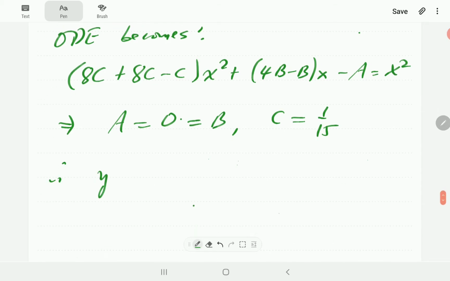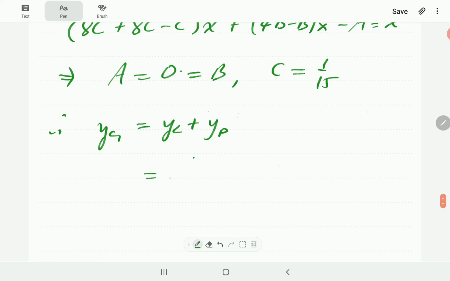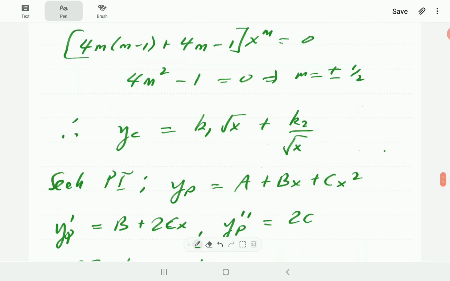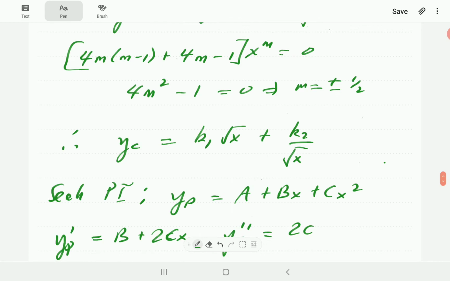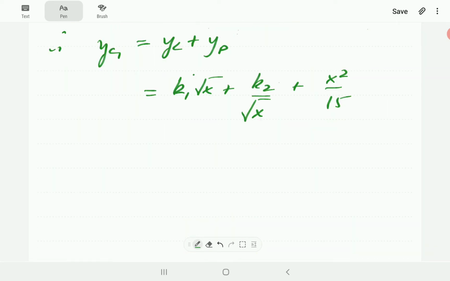So the general solution yc plus yp is going to be k1 square root x plus k2 over square root x plus x squared over 15. Okay, so that was example number I. We're now going to go to J.